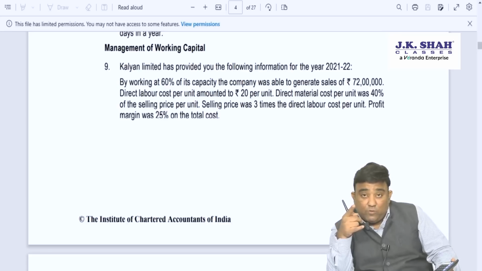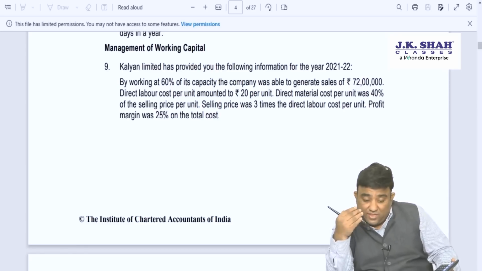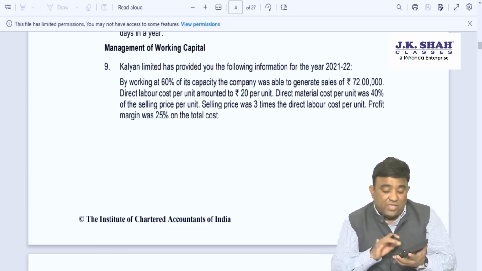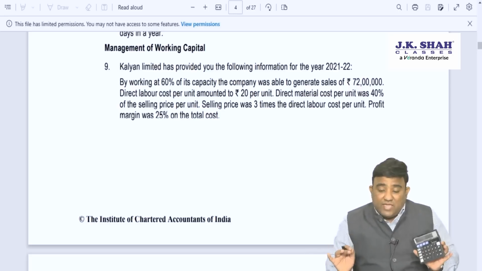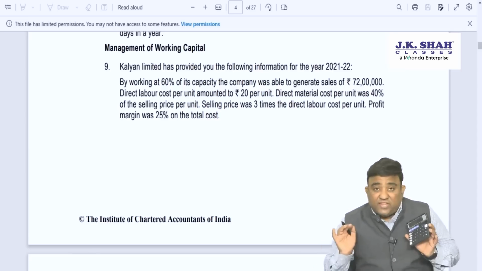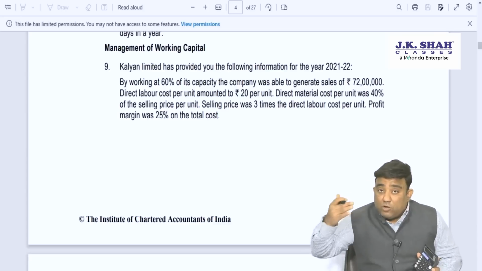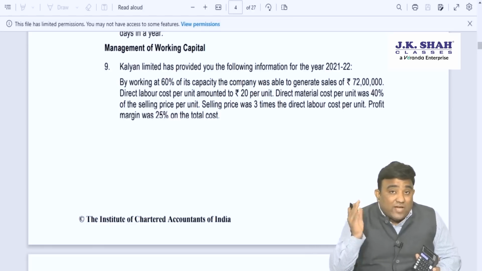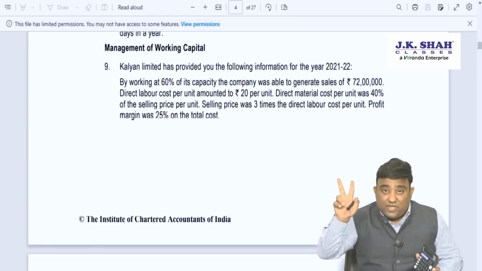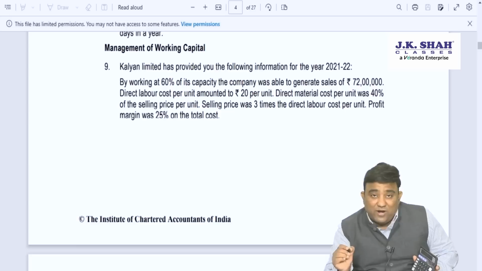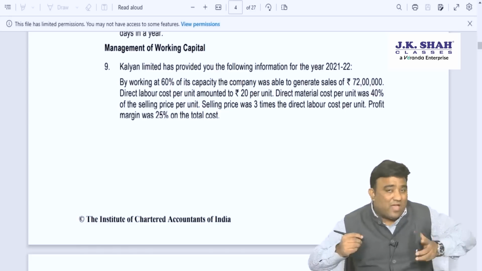Student, direct labor cost is 20 rupees. So 20 into 3 times, selling price is going to be 60, and 1 crore 20 lakh is a full capacity, divide by 60. So my 100% capacity is 2 lakh units. Again, 60% is 72 lakh, so my full capacity is 1 crore 20 lakh. Selling price is 60 rupees, so 1 crore 20 divided by 60, my full capacity is 2 lakh units. Profit margin is 25% on total cost. Imagine the way question has been drafted.